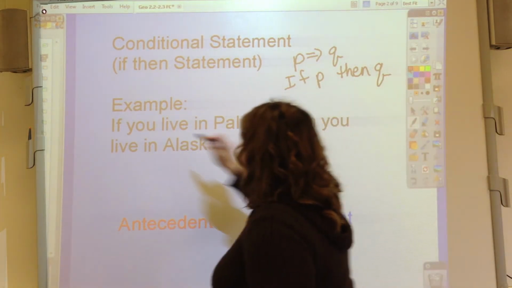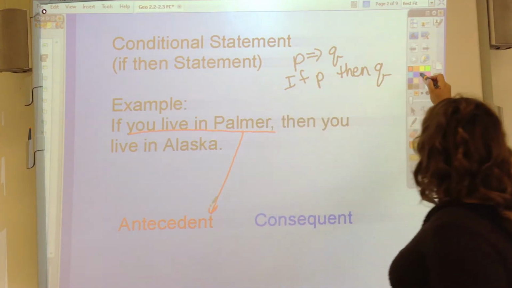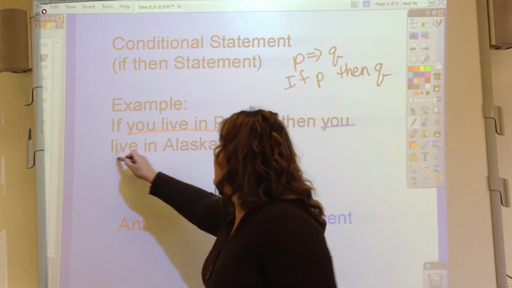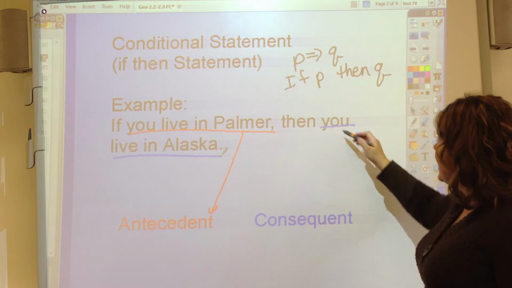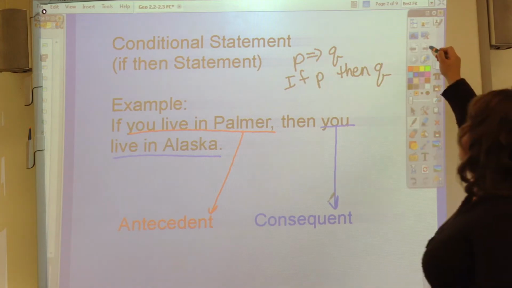The "you live in Palmer" part is the antecedent. The "you live in Alaska," the part that follows then, is the consequent. And this appears to be true. If you live in Palmer, Alaska, I suppose there might be other Palmers, then you would live in Alaska.